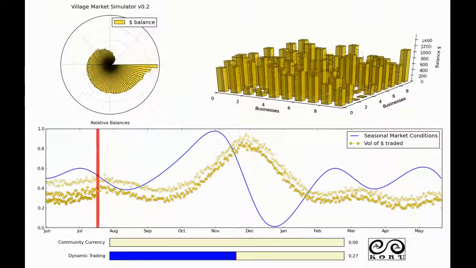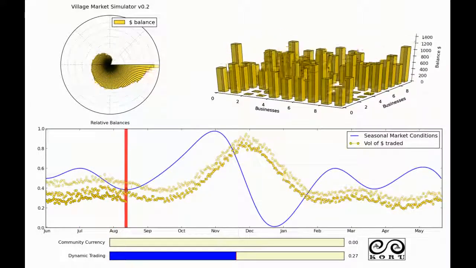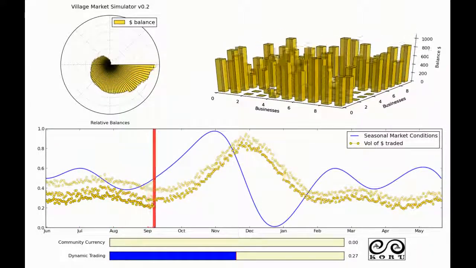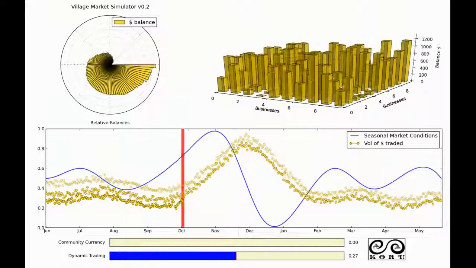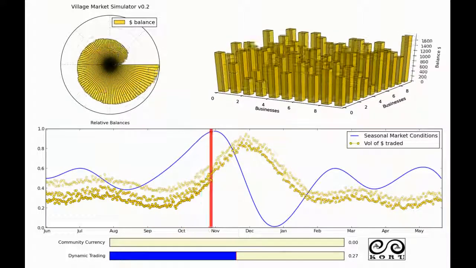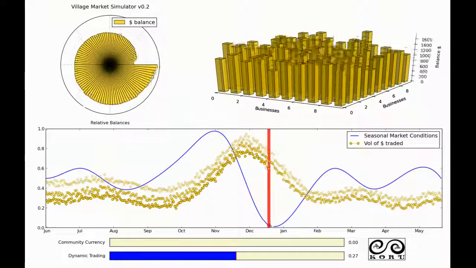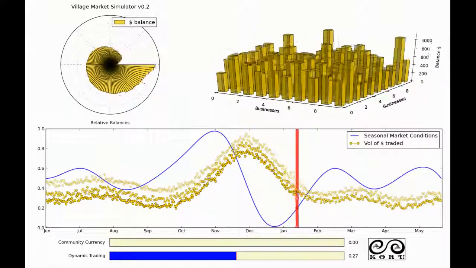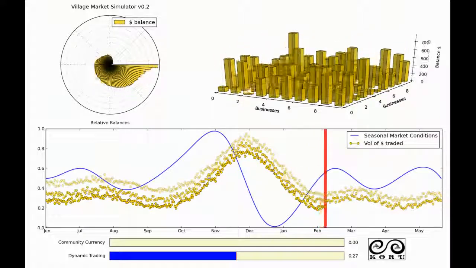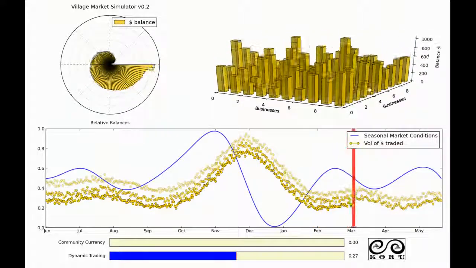So as time goes on, we can see in yellow plotted here the relative amount of trade throughout the year. So as there's more money in the system, people trade a bit more. And as there's less money in the system, people trade a bit less. And the net effect over the entire year is that by the end of the year, there's a little bit less money in the system than we started with.